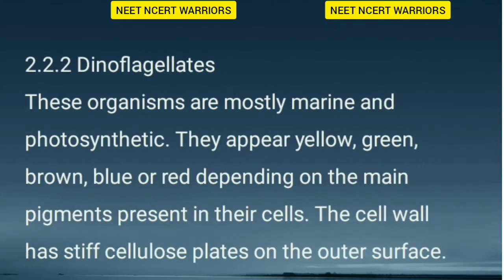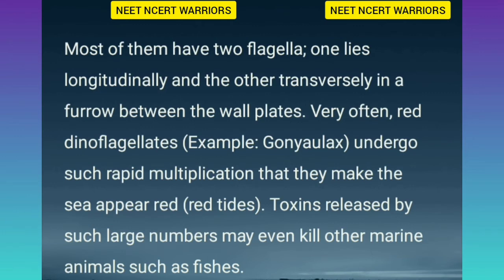Topic: Dinoflagellates. These organisms are mostly marine and photosynthetic. They appear yellow, green, brown, blue or red depending on the main pigments present in their cells. The cell wall has stiff cellulose plates on the outer surface. Most of them have two flagella. One lies longitudinally and the other transversely in a furrow between the wall plates.